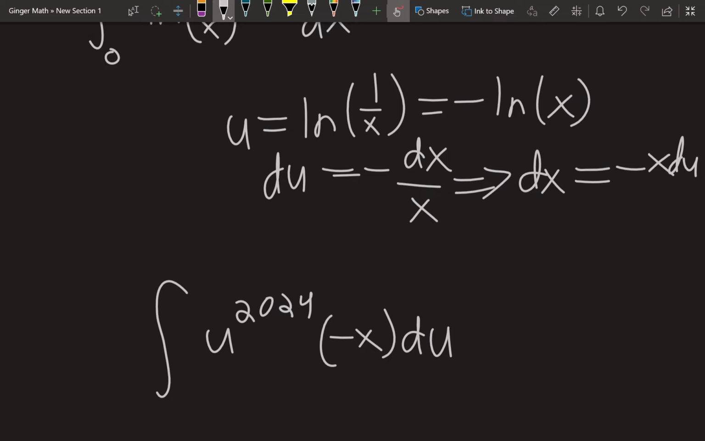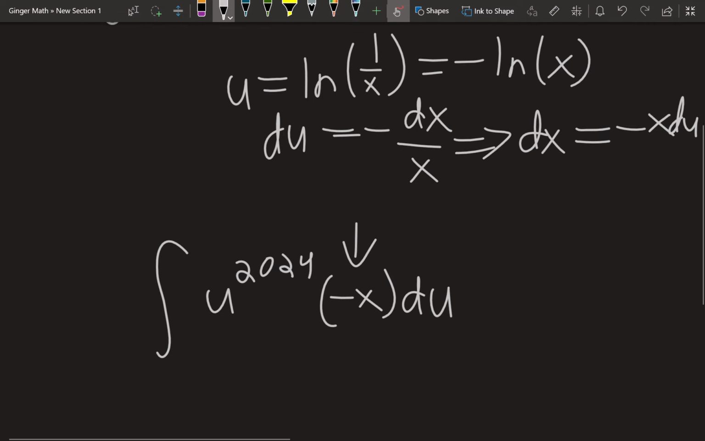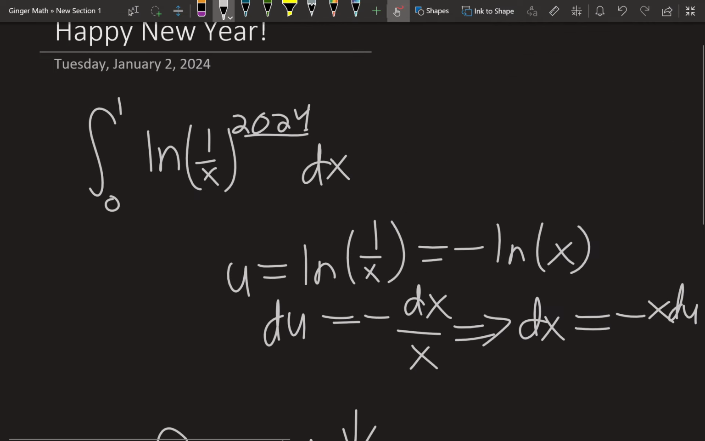So we need to do two things real quick. First, we need to change our bounds, and then we want to sub in our x in terms of u. So let's start with the bounds actually. Our bounds were from 0 to 1. So what I'm going to do is just take u of 0.